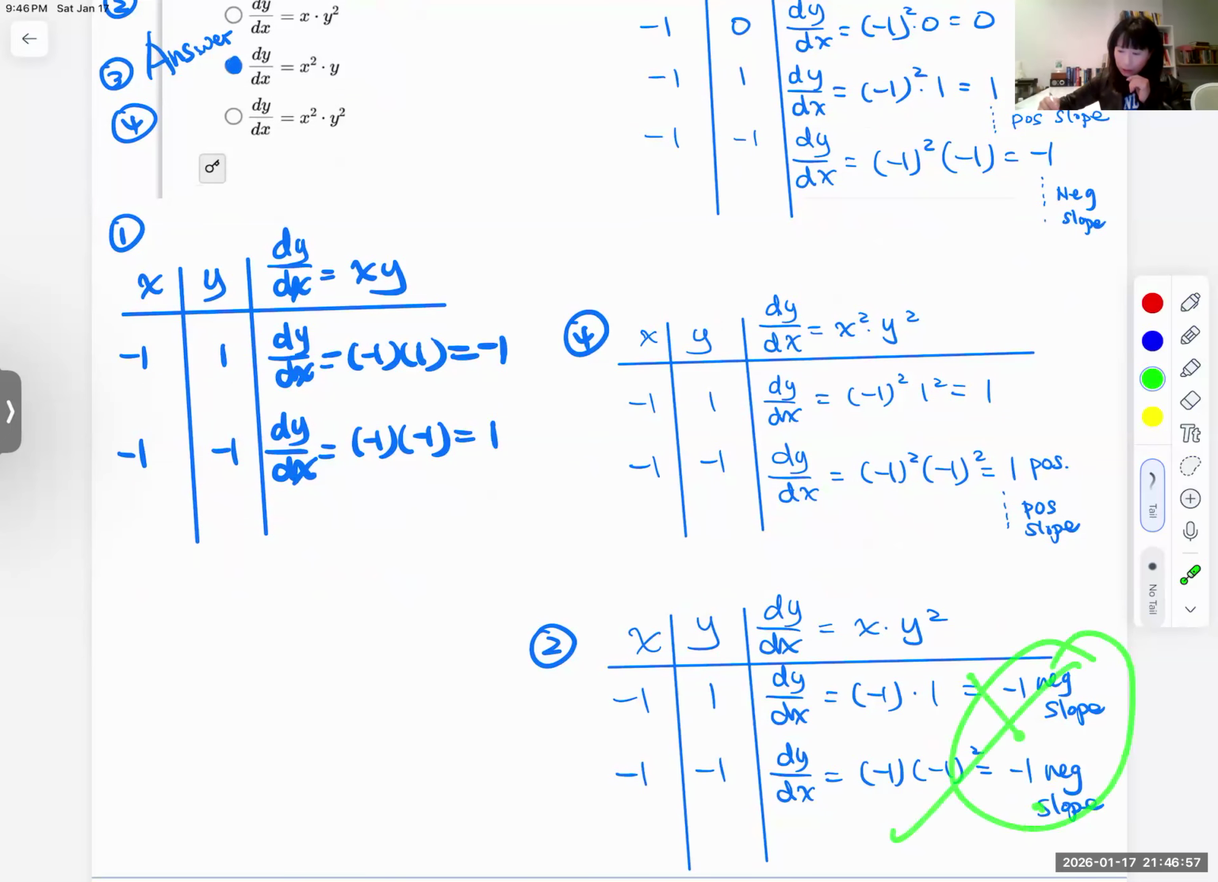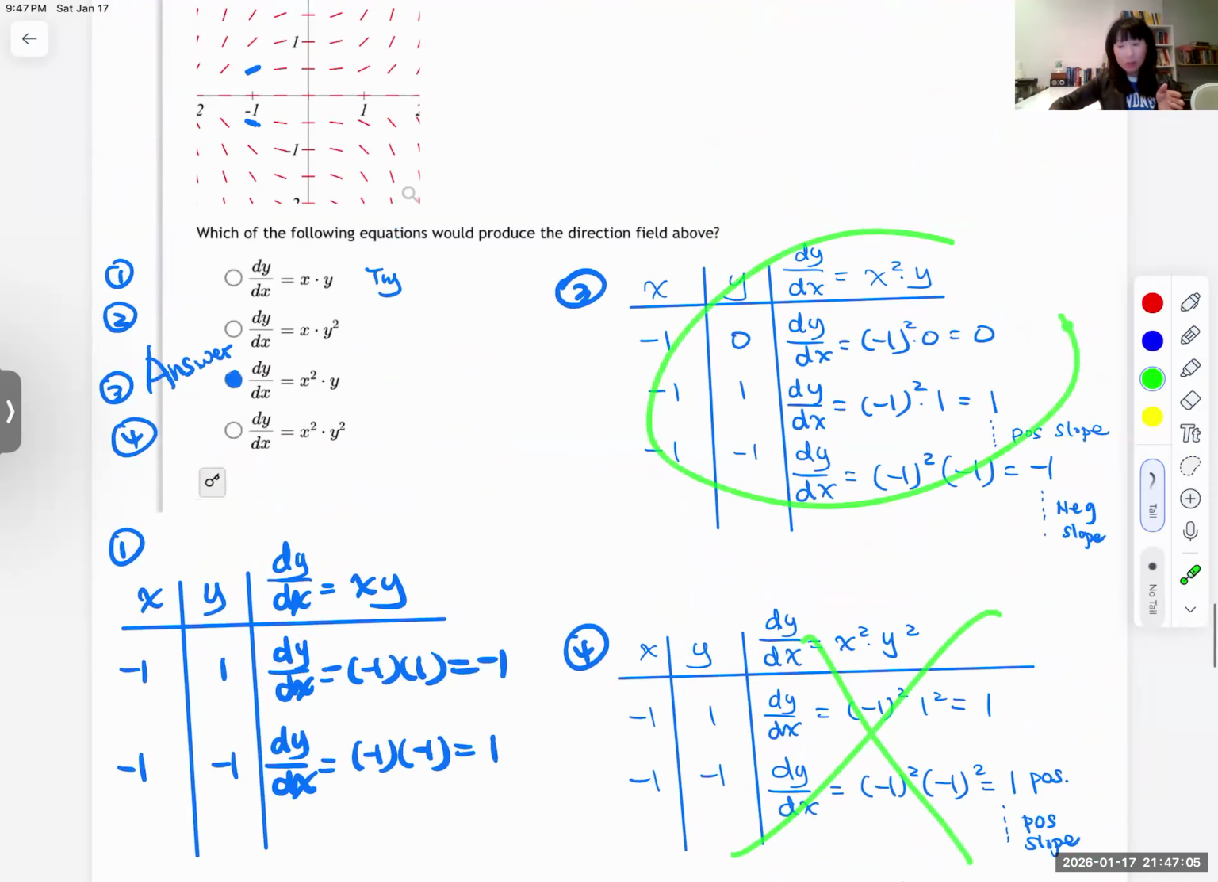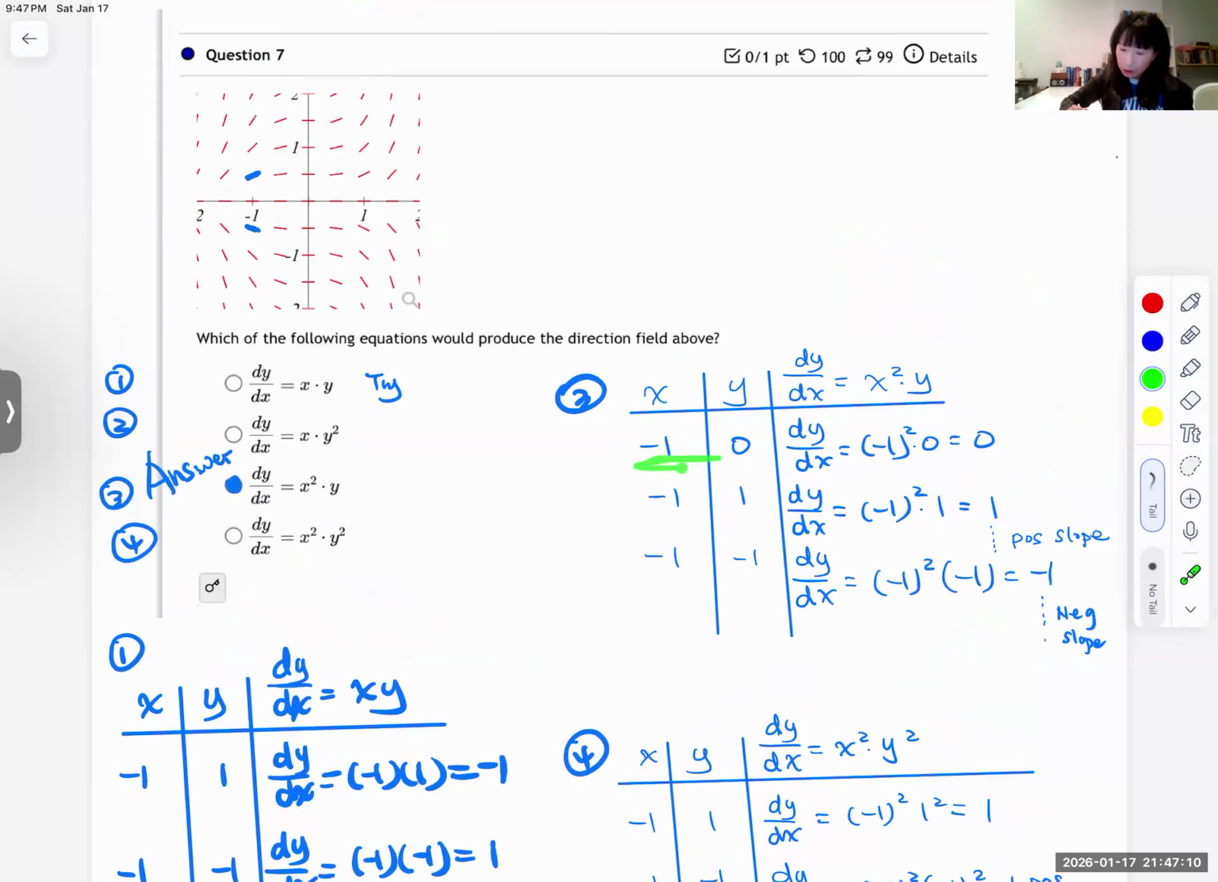This is not opposite, so cross it out. This is not opposite, so cross it out. This is crossed out too, right? Then this is the one. And to make sure, let us do negative 1 and positive 1. Negative 1 and positive 1 is 0 slope, right? So this is the one, 0 slope. Make sense? Okay, so the answer is number 3, x squared times y for the slope.